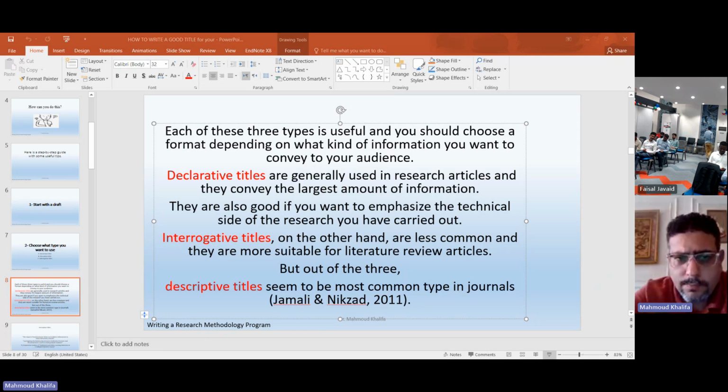Don't use acronyms or abbreviations in the title. Okay. Don't use abbreviations in the title. Readers who are not familiar with their meaning may simply skip your article. Okay. So don't use any abbreviation. Okay.